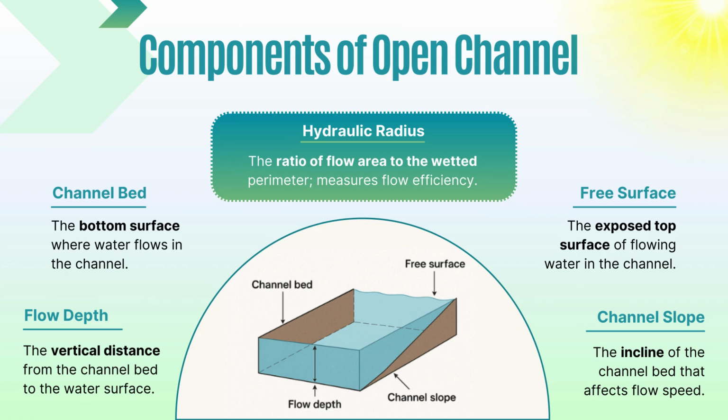Finally, we have the hydraulic radius. This is a key geometric property, calculated as the cross-sectional area of flow divided by the wetted perimeter. It helps us understand the efficiency of flow. The higher the hydraulic radius, the more efficiently water moves through the channel. All these components work together to determine how water behaves in an open channel, from natural rivers to engineered irrigation systems.